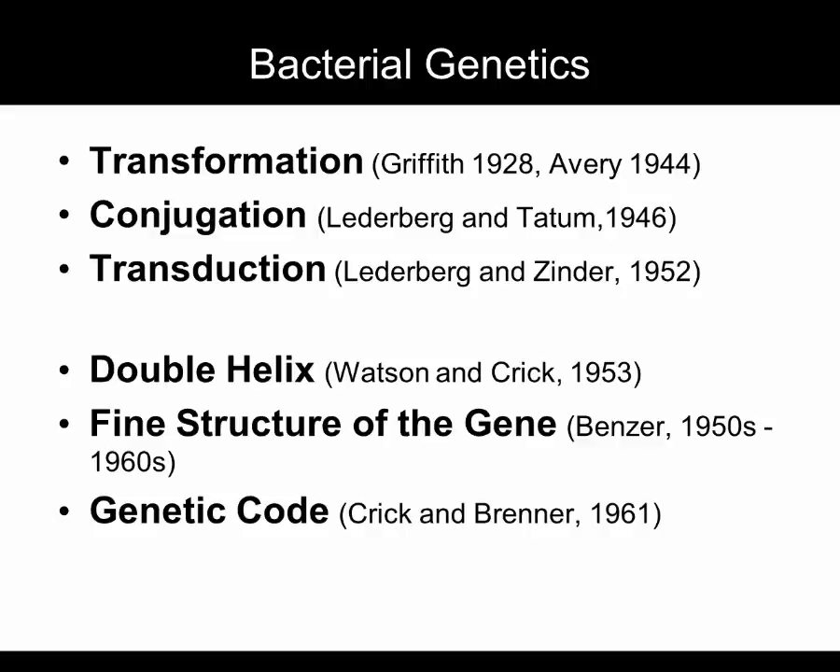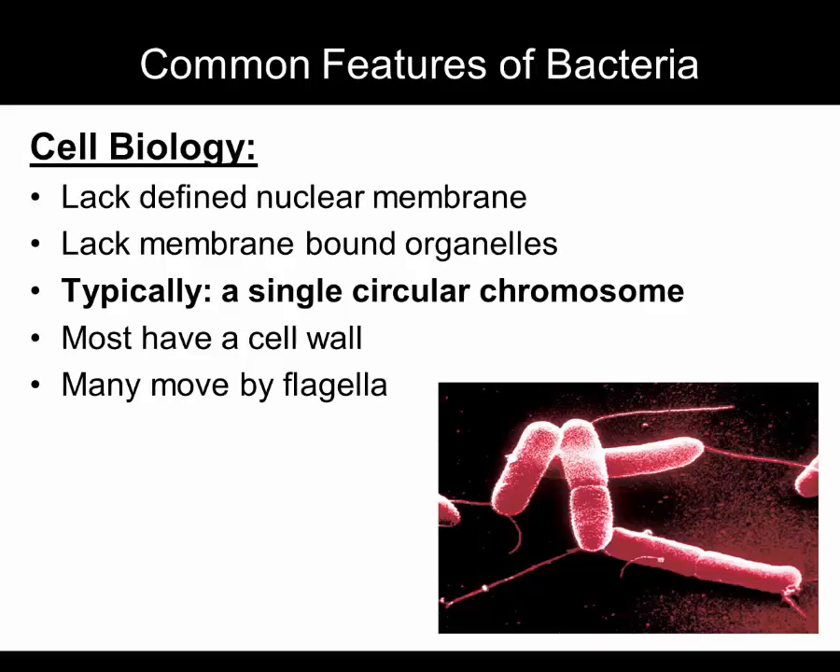In addition to their role in the experiments that showed us DNA as the genetic material, bacteria played important parts in the experiments that revealed the structure of the double helix, the structure of the gene, and the nature of the genetic code. Let's go over the common features of bacteria. They lack a nucleus and most other membrane-bound organelles. They typically have a single circular chromosome that is simply found in the cytoplasm. Additionally, most bacteria have a cell wall.